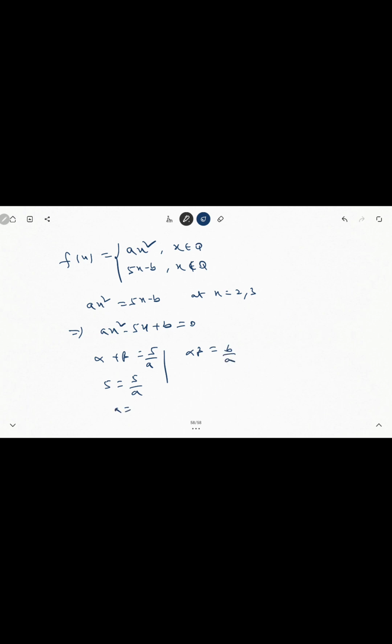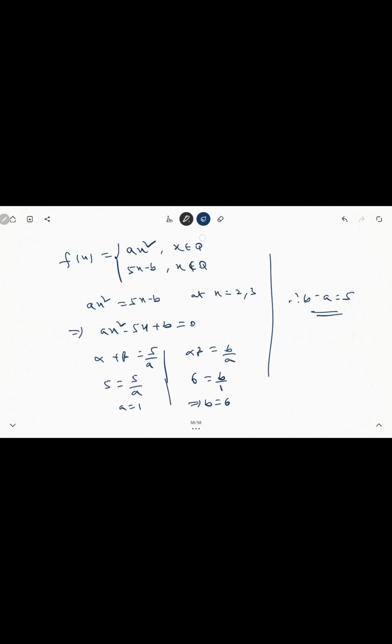Here a is 1. Alpha beta is b by a, and also 6 it is. Okay. 6 is equal to b by a. A is already 1. So b is equal to 6. So what is the final answer? Finally, b minus a is equal to 5.